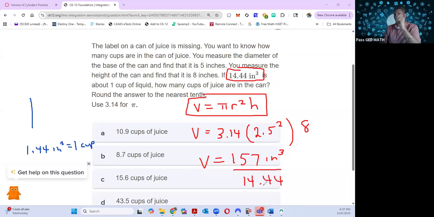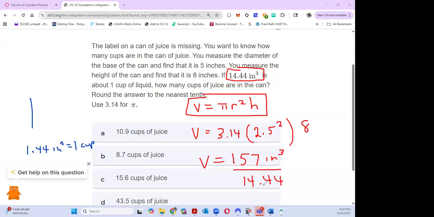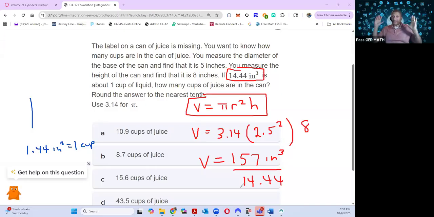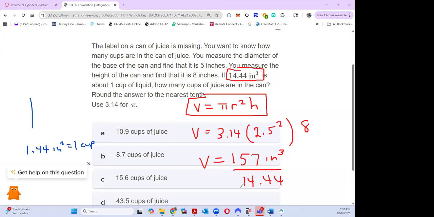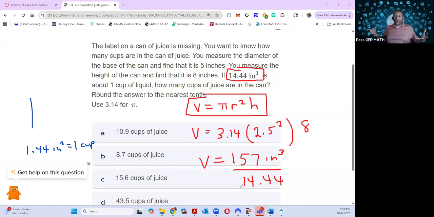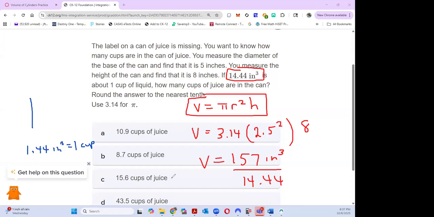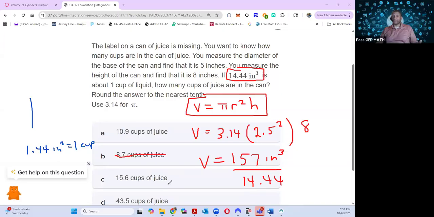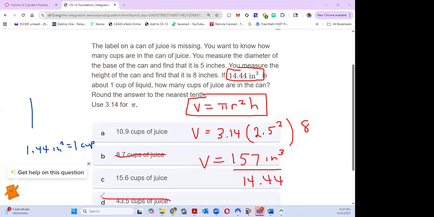Watch this. Common sense tells me, 150 divided by 14 is about 10, right? But bigger than 10, because 14 times 10 is 140. So I know the number is bigger than 10, correct? So I know it's not that, right? It's going to be A.